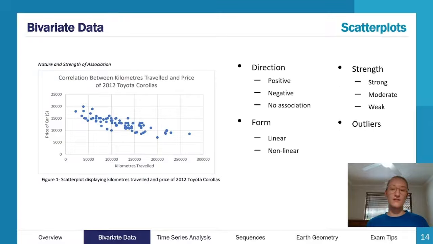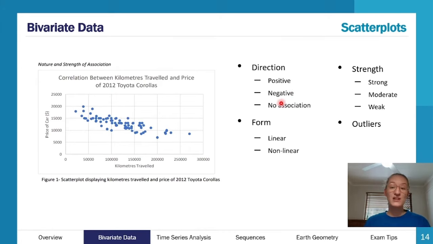Let's discuss what that means now. So direction, is it positive? Is it negative? Or is there no association? What I'm seeing here is an overall decreasing direction. That's the trend that I'm seeing. So this scatter plot, I would say, has a negative direction. If it was going to have a positive direction, it would be moving up. As one variable increases, the other one would be moving up. But that's actually not what we see here. We see that decreasing trend, which is our negative relationship.